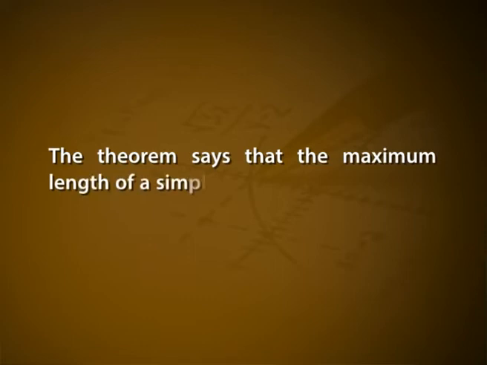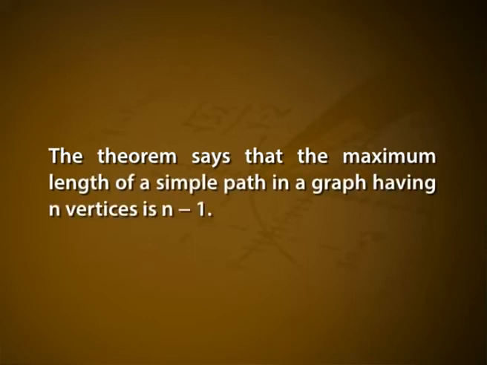Deleting the edges in the path that lead Vk back to Vk, we have a path from V1 to V2 that has fewer edges than the original one. This argument can be repeated until we have a path that has n minus 1 or fewer edges. Note, the theorem says that the maximum length of an elementary path in a graph having n vertices is n minus 1.